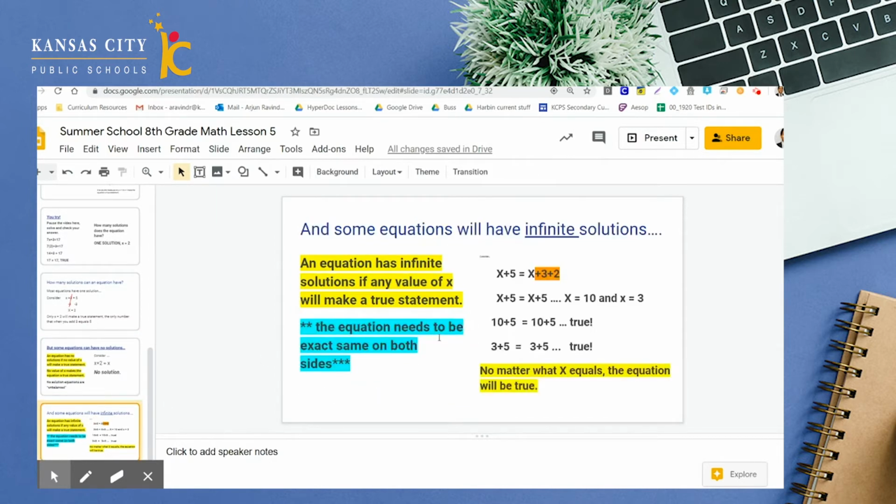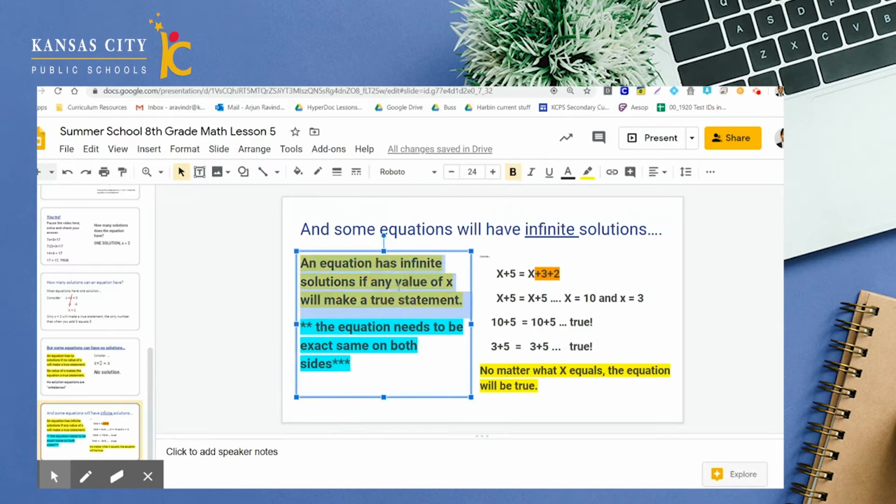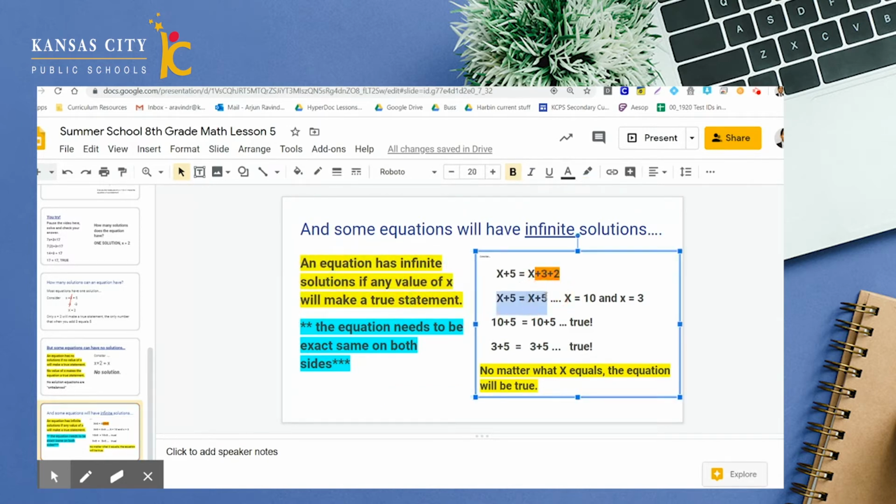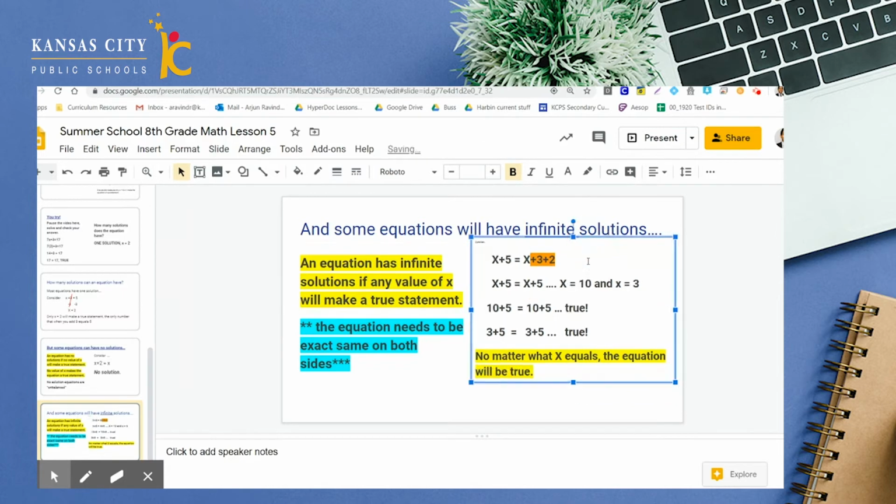Finally, infinite solutions. Any number will work. An infinite solution means that any value of x will make it true. Because x plus 5 is equal to x plus 5. Yes, we had to add the 3 plus the 2, but those are like terms. But look, when we did 10, we got 15 equals 15. When we did 3, we got 8 equals 8. Pick any number you want and it'll work.